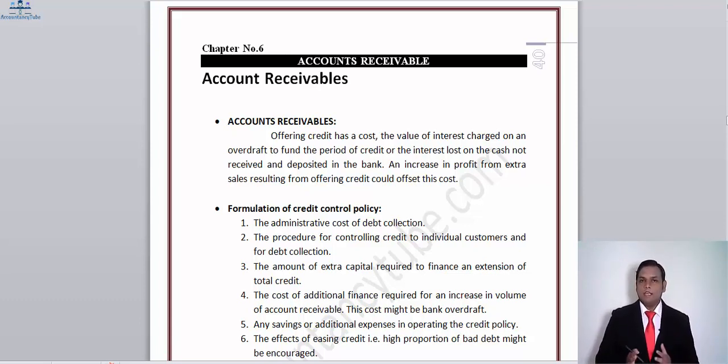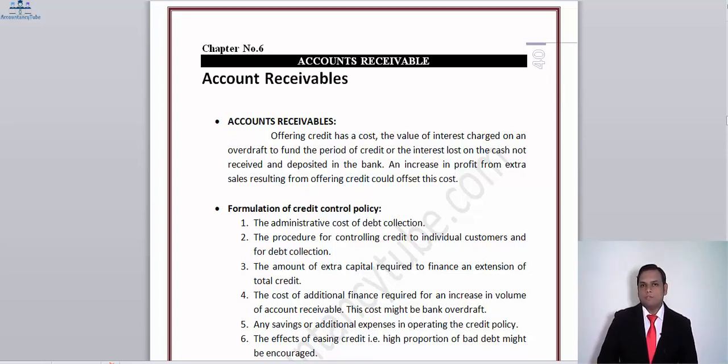For ease of understanding, I've divided this chapter into two videos so that you may have a deeper understanding of the concepts. Now, if you come to page number 40 of your lecture notes, we have the start of the chapter from here. Accounts receivable, that's the name of the chapter.